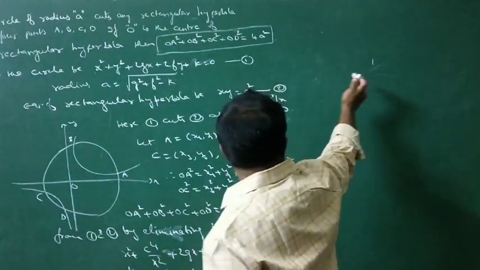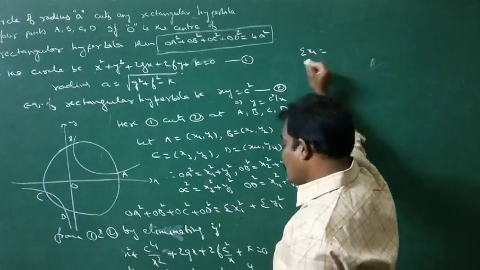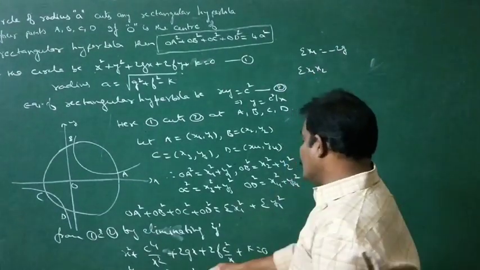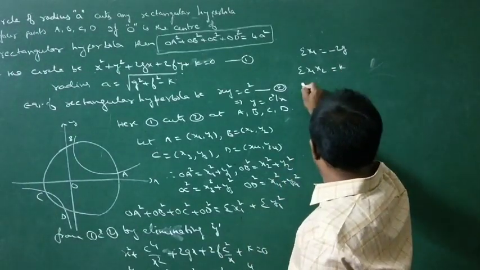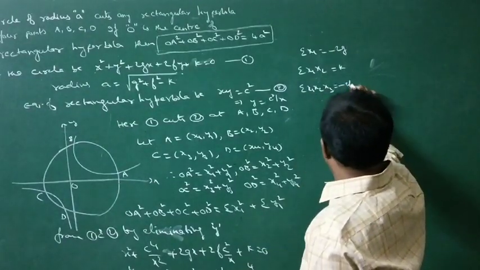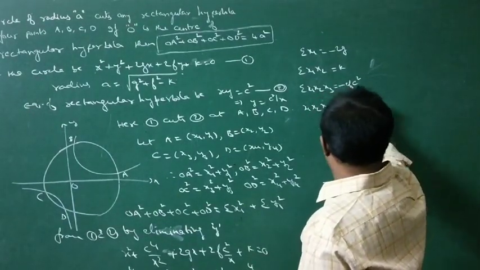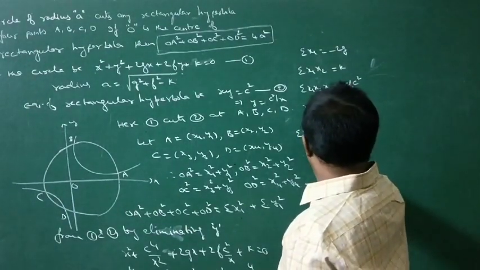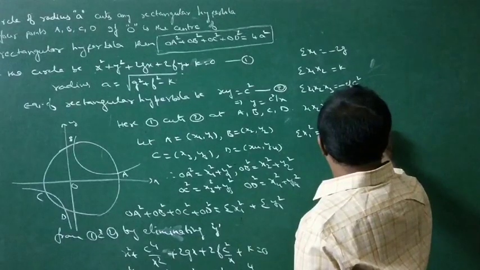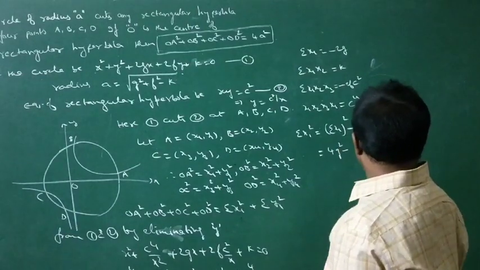Now, listen carefully. Here from this one, sigma x1 equal to minus 2g, sigma x1 x2 equal to k, sigma x1 x2 x3 equal to minus 2f c square, x1 x2 x3 x4 equal to c to the power of 4. From this one, sigma x1 square equal to sigma x1 whole square minus 2 into sigma x1 x2. Sigma x1 square means 4g square minus 2k.